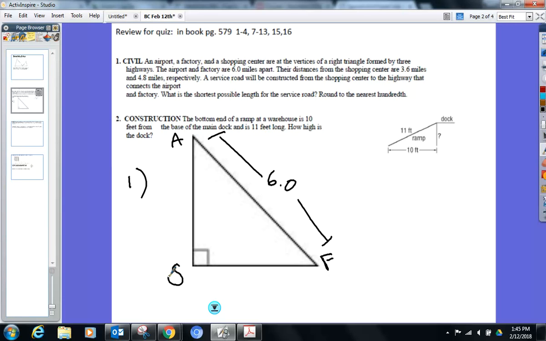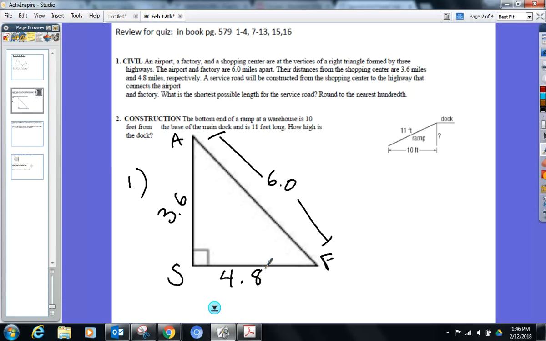Here we go. Their distances from the shopping center are 3.6 and 4.8, respectively. I'm sure you've seen this before, but when they say respectively, that means in order. So look how I got the airport first. That must mean from the airport to the shopping center is 3.6, and 4.8 is from the shopping center to the factory. All right.